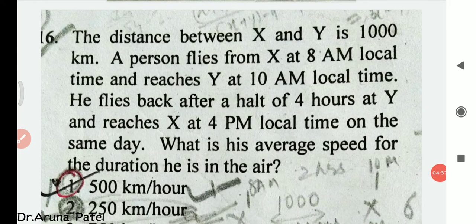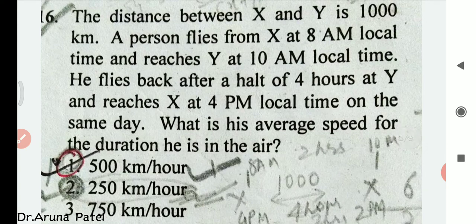Now this is question number 16 from the set. The distance between X and Y is 1000 km. A person flies from X at 8 a.m. local time and reaches Y at 10 a.m. local time. He flies back after a halt of 4 hours at Y and reaches X at 4 p.m. local time on the same day. What is his average speed for the duration he is in the air?